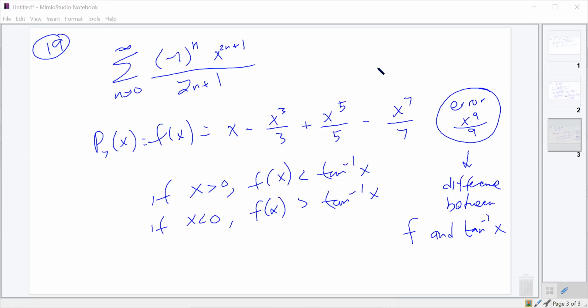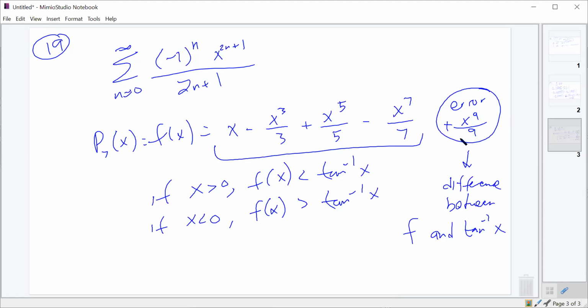Yeah, so we're approximating inverse tangent x using this 7th degree Taylor polynomial. We know that the amount that we're off by is this, right? We're off by x to the 9th over 9, or technically we're off by less than x to the 9th over 9, but we're off by that or a little bit less than that.